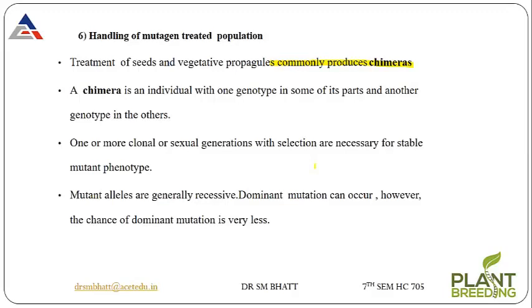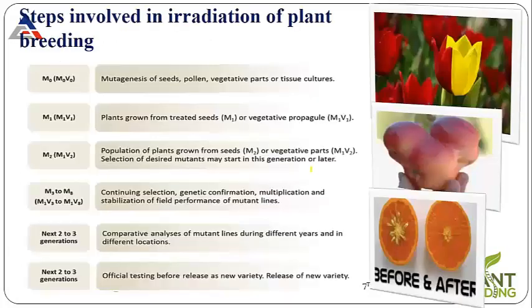So clonal or sexual generation with selection is necessary for a stable genotype. Mutant alleles are generally recessive. Dominant mutation can occur, but it is rare. So generally mutation is recessive. So how can you go for mutational breeding? What are the steps?